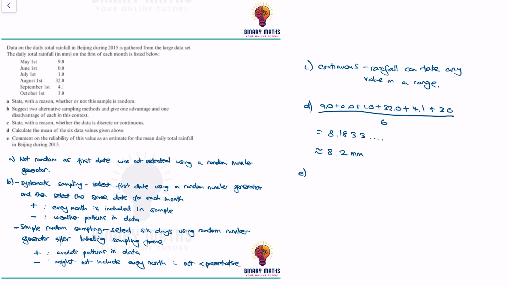E. Comment on the reliability of this value as an estimate for the mean daily total rainfall in Beijing during 2015. Is it unreliable? Yes, because it does not include values from winter months. Because remember, it was summer months, May to October.